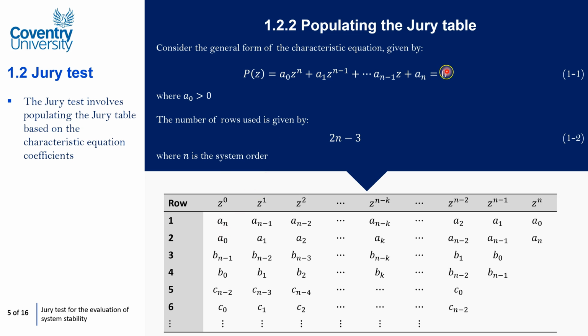You can work your way through. I'm not going to spend too much time on this; I'll just get you slightly familiar with it. Looking at the table, you've got your columns and your rows. The number of rows used is given by this. This is an important equation to remember. If you had a fourth order, it would be 2 times 4, so 8, minus 3. That tells us that the number of rows you need to use is 5: 1, 2, 3, 4, 5. You'll see how this populates as we go through the video.